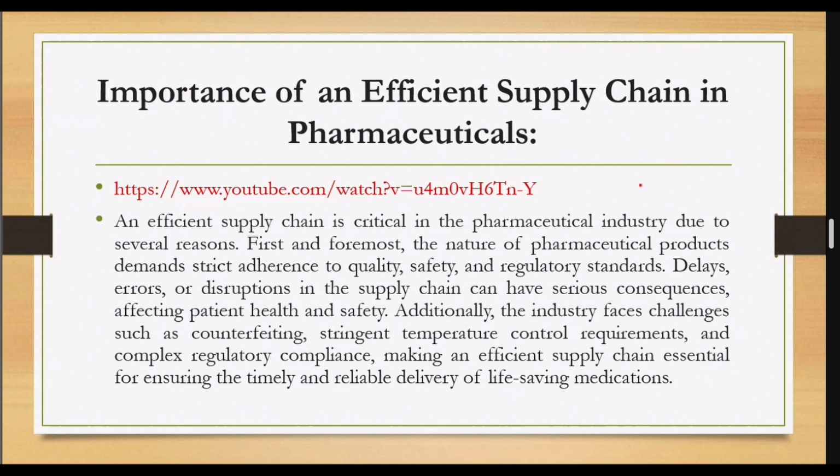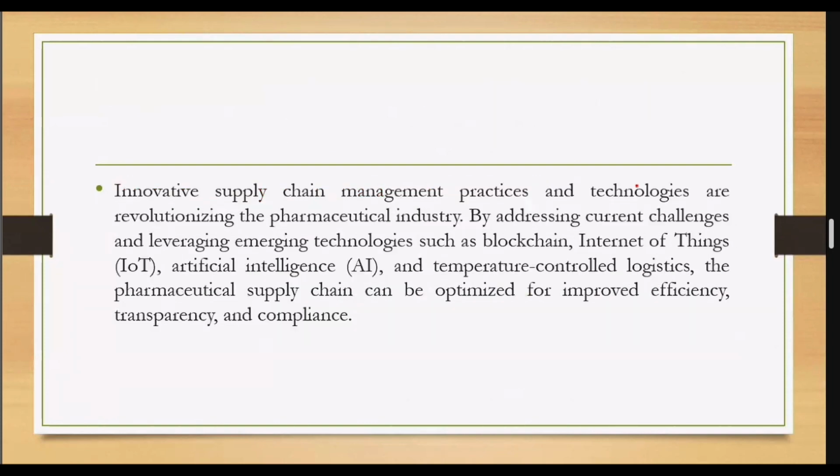So whenever a delay, disruption or disturbance in the supply chain flow happens, that leads to very serious consequences, finally affecting patient health and safety. At the same time, the industry is also facing counterfeiting of drugs, stringent temperature control requirements and regulatory compliance. If you ensure all these things, that is what an efficient supply chain is: ensuring timely and reliable delivery of life-saving medications.